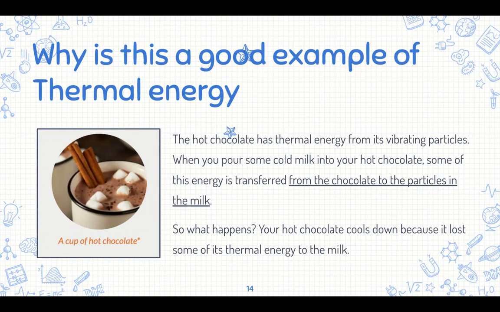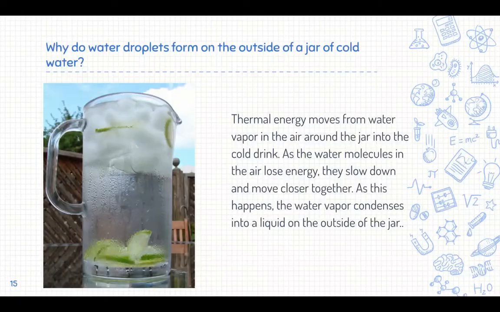Why do you think the cup of chocolate is actually a good example? So first of all, the hot chocolate has thermal energy from its vibrating particles, right? Because it's hot. When you pour some cold milk into your hot chocolate, some of this energy is transferred from the chocolate to the particles in the milk. So from the hot part to the coolest one, okay? So that's why it says from the hot chocolate to the particles in the milk. So what happens? Your hot chocolate cools down because it lost some of its thermal energy to the milk. So remember those terminologies, thermal energy, and we're talking about transferred, because you're going to see that a lot on Thursday and Friday.